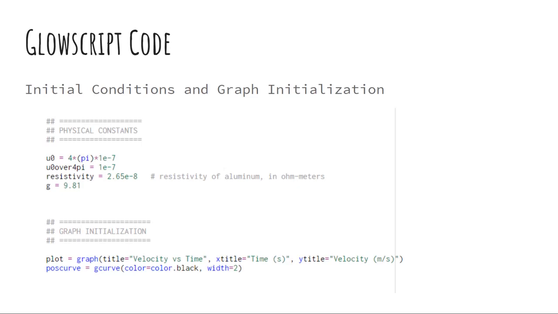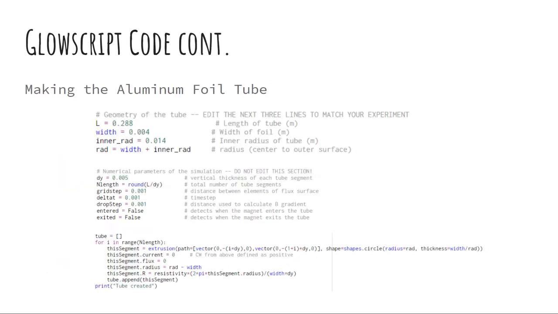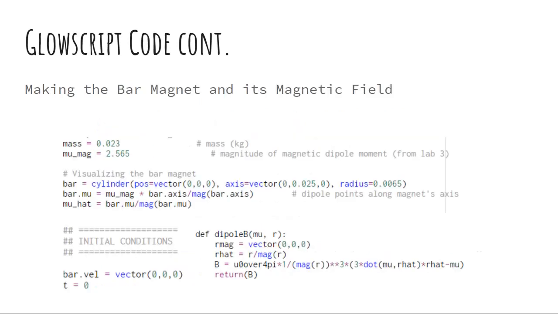The plot is a velocity versus time graph of the falling magnet. These are the measurements of the aluminum foil tube needed for the future calculations. The tube is modeled as a series of conductive stacked rings along the y-axis, which is perpendicular to the plane of each ring. Here I created the magnet with a mass of 0.023 kilograms and a dipole moment of 2.565, and its magnetic field by using the dipole function from Lab 3. The magnet's initial position and velocity are 0.